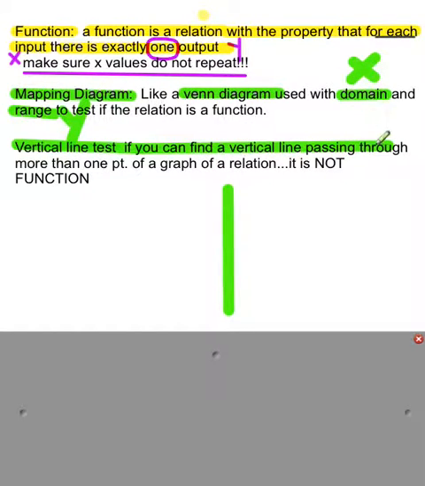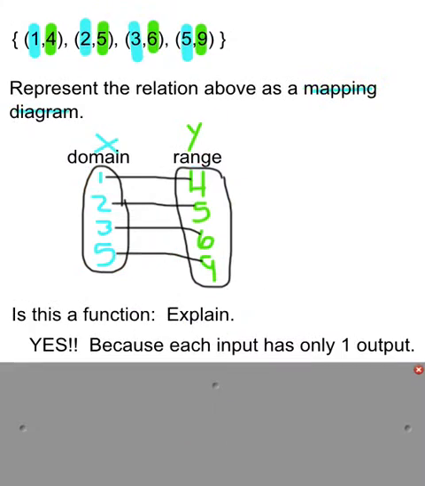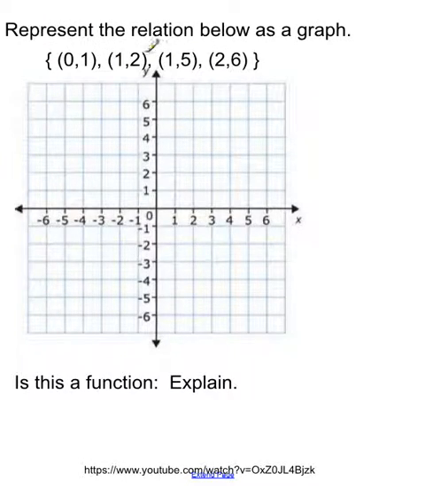A vertical line that passes through more than one point of a graph of a relation means it is not a function. A vertical line test means if you can find a vertical line that passes through more than one point on your graph, that's not a function. And here's an example. This is the same set of numbers we did before, okay?